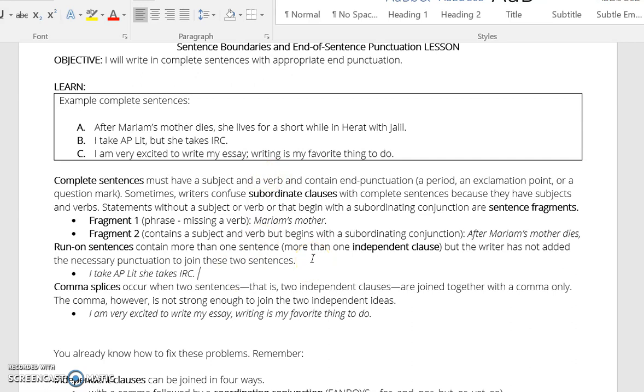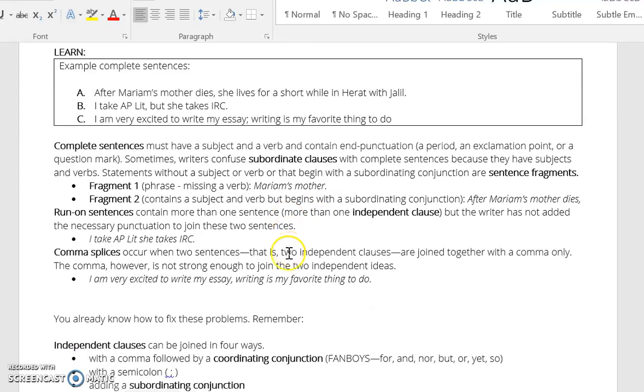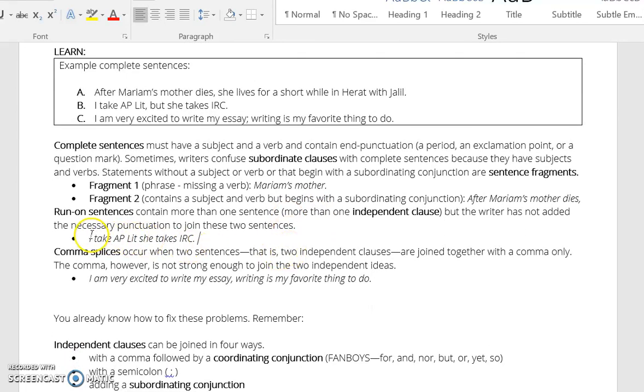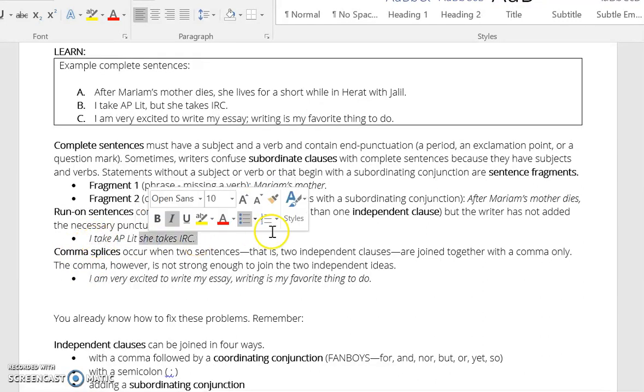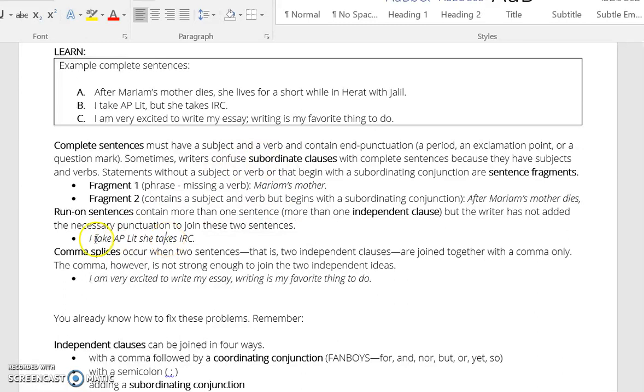Run-ons occur when 2 independent clauses have not been properly punctuated and not properly joined together. So here's an example. I take AP Lit, she takes IRC. Well, I know I have an independent clause here. I take AP Lit, subject I, verb take. She takes IRC as a second independent clause. The subject is she, the verb is takes. And I have to join these 2 together correctly. I already know how to do this.